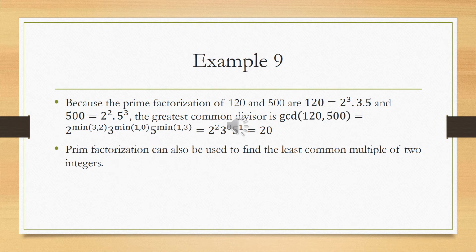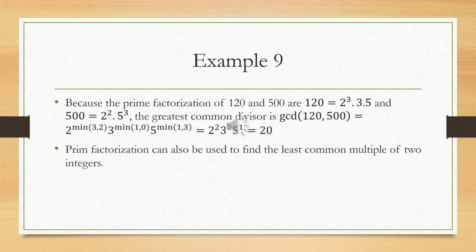Example 9. The prime factorization of 120 is 2 raised to the power 3 times 3 times 5, and for 500 it is equal to 2 raised to the power 2 times 5 raised to the power 3. The greatest common divisor is GCD of 120 and 500.